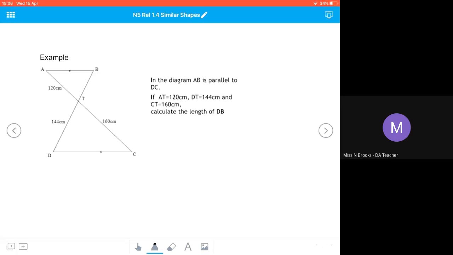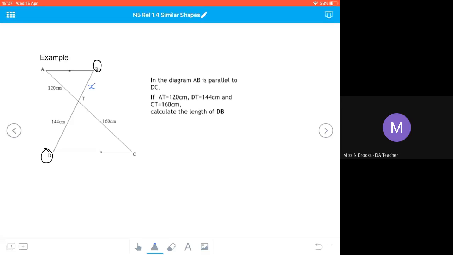The final example has another parallel line. This time it's asking us to work out the value of, or the length of, BD. So that's from here to here. Now, we can't do that all in one step. What we're going to have to do is we're going to have to work out what BT is. So we want to work out what this value here is, and then we're going to be able to add it on to the 144 centimeters to get the total length of BD.